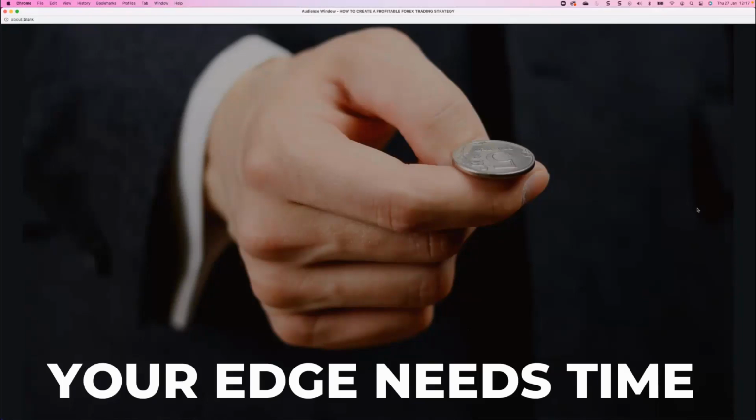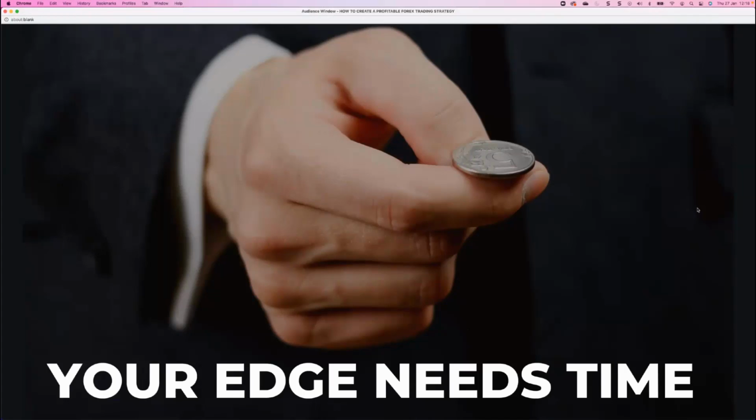So what do we have to do about this? We need to understand that our edge needs time to play out. You can have the best strategy in the world, but you cannot measure the success of that strategy based on 1, 2, 3, 4, 5 trades. You have to give it 10 trades, 20 trades, 50, 100 trades before you start to pass judgment.